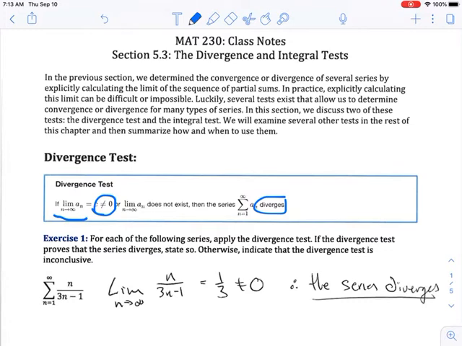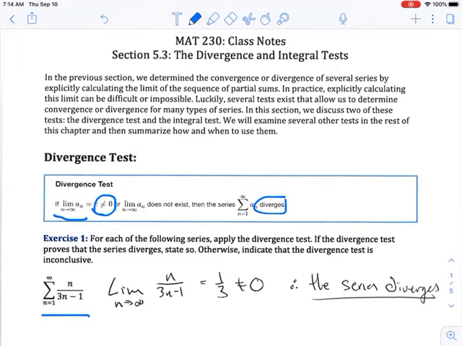So let's just do a few divergence test problems here. Our first one, the series from n equals 1 to infinity of n over 3n minus 1. We want to know if this series converges or diverges. So we're going to take the limit of the sequence. We did that in section 5.1. Taking the limit of the sequence, there are various techniques. In this one, you could simply apply L'Hopital's rule. The derivative of n is 1. The derivative of 3n minus 1 is 3. And so the limit ends up being 1/3.